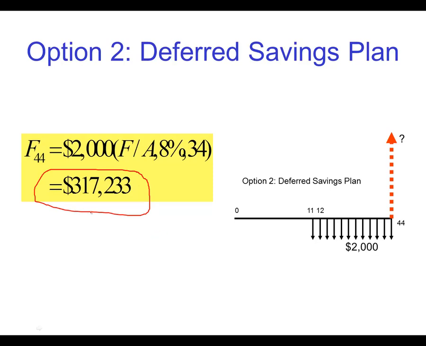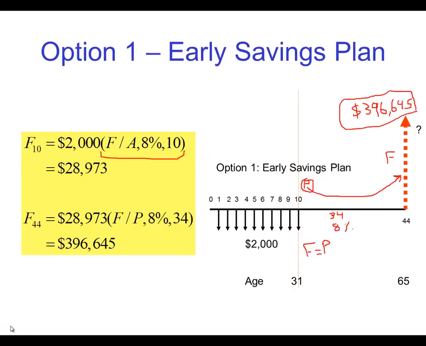Which one do you think is better? The $317,233 or the $396,645? And of course, as you can see, this option is better. So usually, if you'd like, you can do early savings for the first 10 years, and you can get more than if you started after 10 years with the same amount, paying for 34 years.